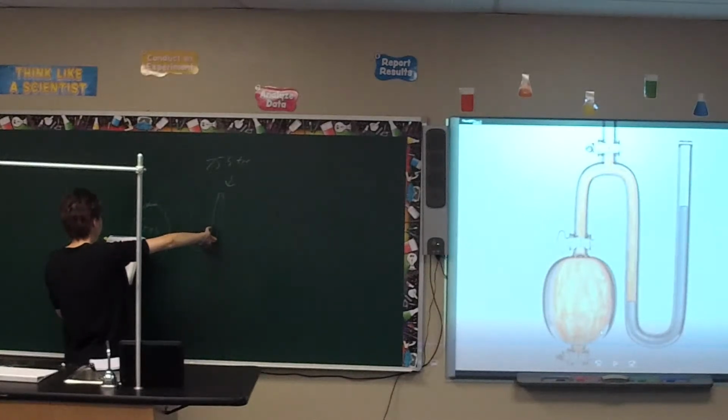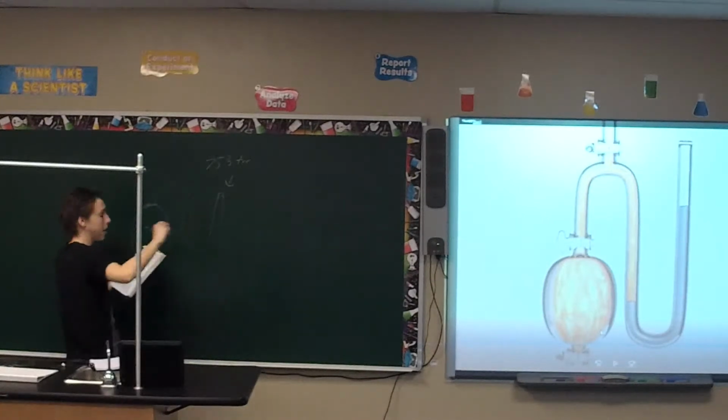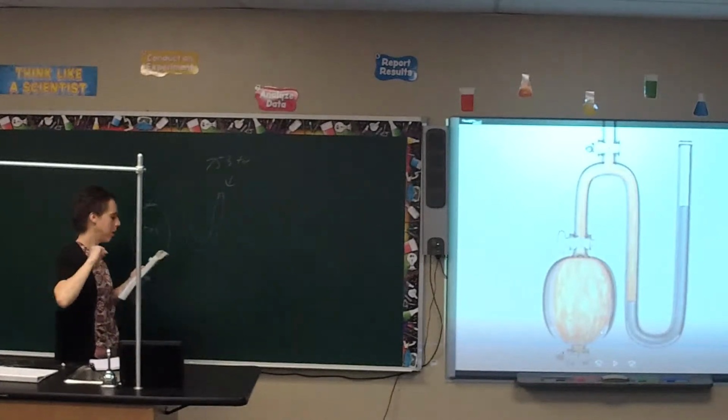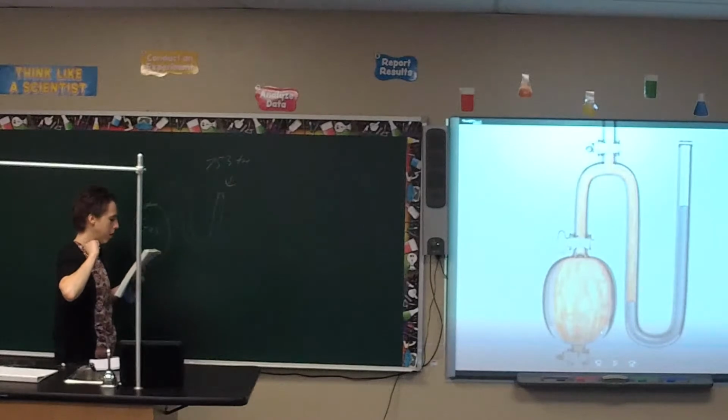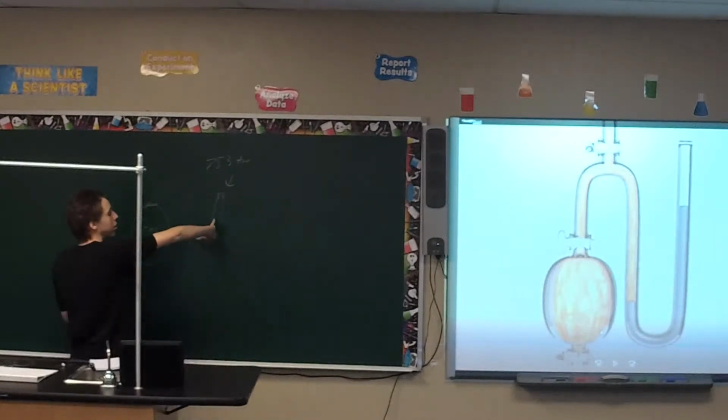Reading time. I need to stop reading so fast, that's my trouble. The mercury level on the atmospheric side is 45 millimeters lower than on the flask side. So I was right the first time. It's lower on the atmospheric side. So if it's lower on the atmospheric side, which one's stronger? The atmosphere or the gas?